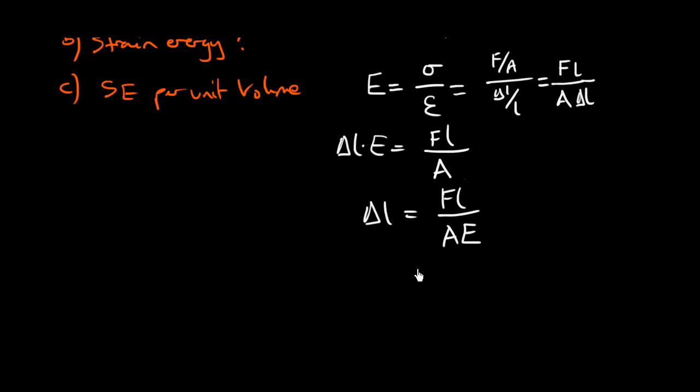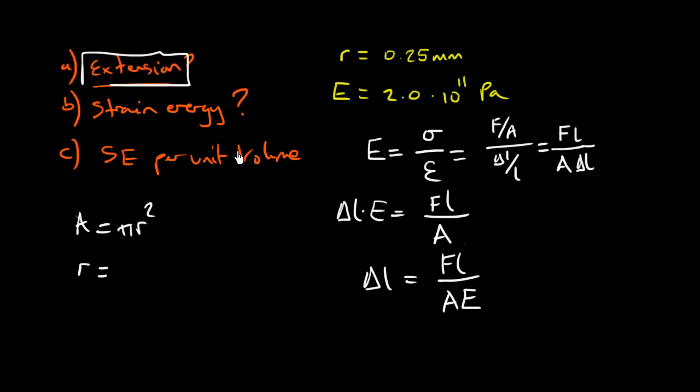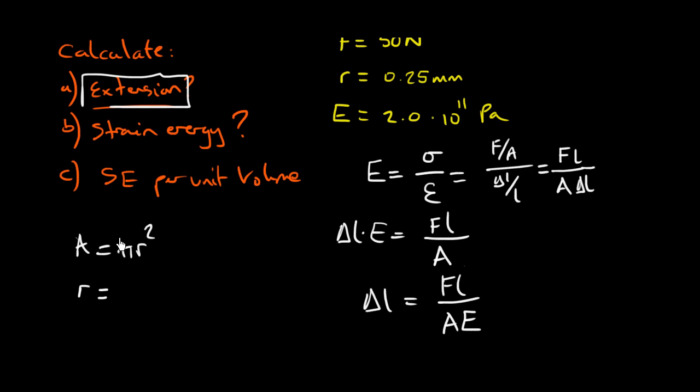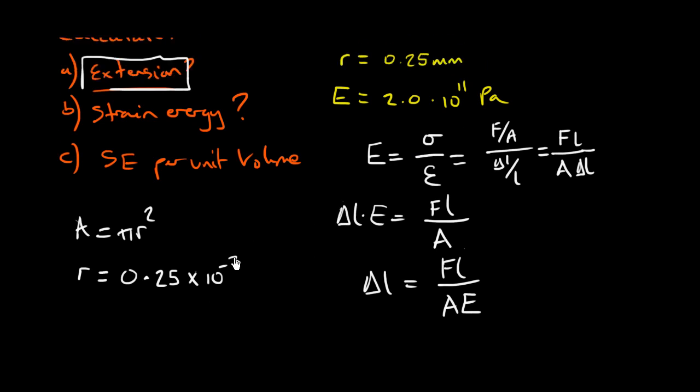So now we have an equation that we can use because this is what we're looking for, and everything else we have. So what don't we have yet in very explicit form? The area. So let's find out the area, which is pi r squared, and the radius they give us in meters, it's going to be 1,000 times smaller, right? Because this is millimeters. So that you do by just multiplying by 1,000th. So 0.25 millimeters. Milli means times 10 to the minus 3. So if this was it in millimeters, then this is it in meters.